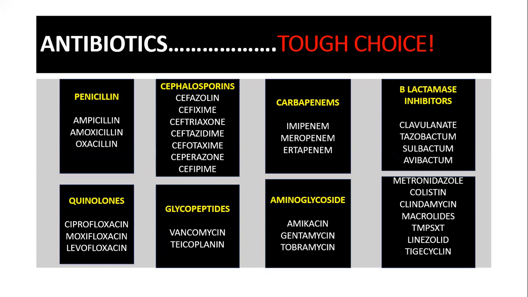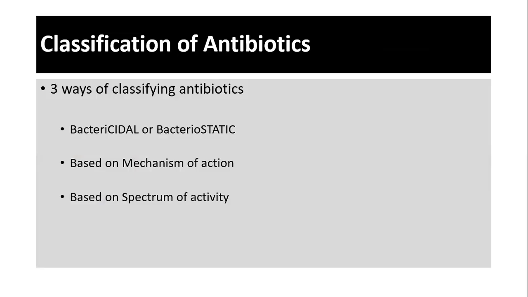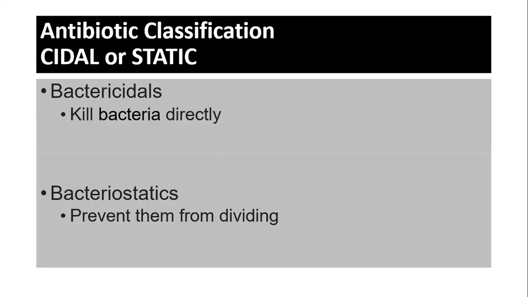And before prescribing an antibiotic, if you look at this list, it's a very tough choice to make actually. So before prescribing any antibiotic, it's very important to have the background knowledge about the class to which this antibiotic belongs and what bacteria it covers. Antibiotic classification: basically, antibiotics are classified in three ways. Bactericidal or bacteriostatic, based on mechanism of action, and based on the spectrum of activity. Bactericidal antibiotics are those which actually kill the bacteria directly, while bacteriostatics are ones which prevent them from dividing.